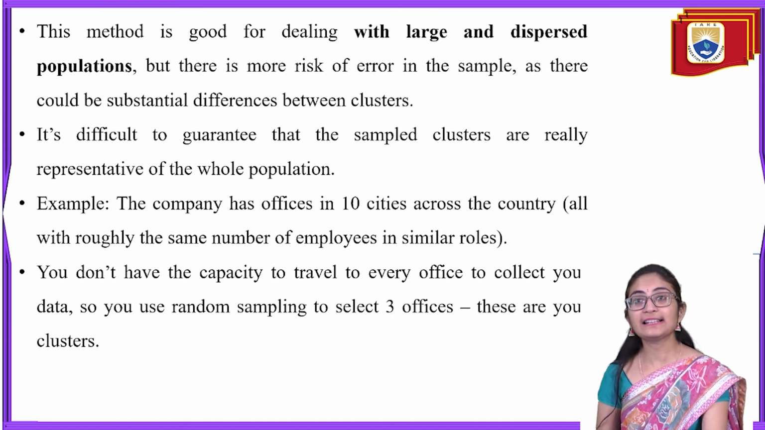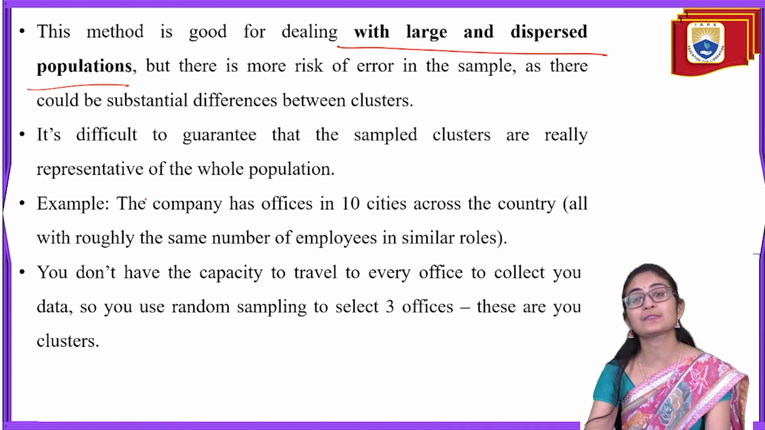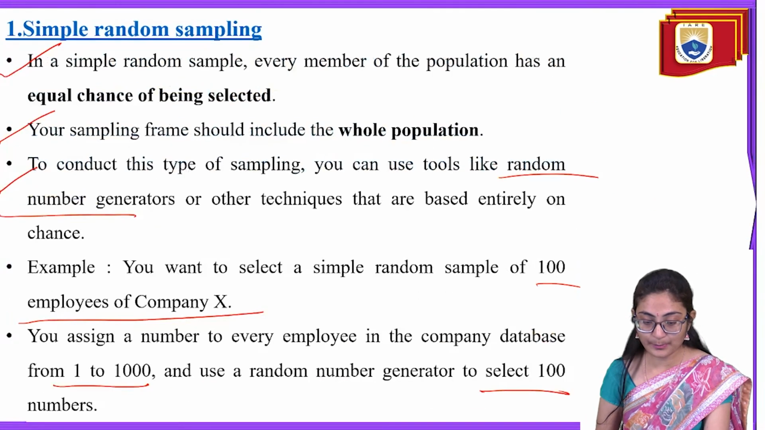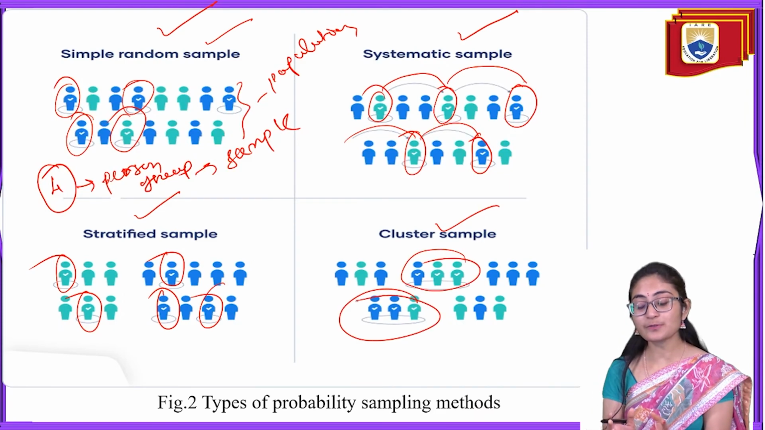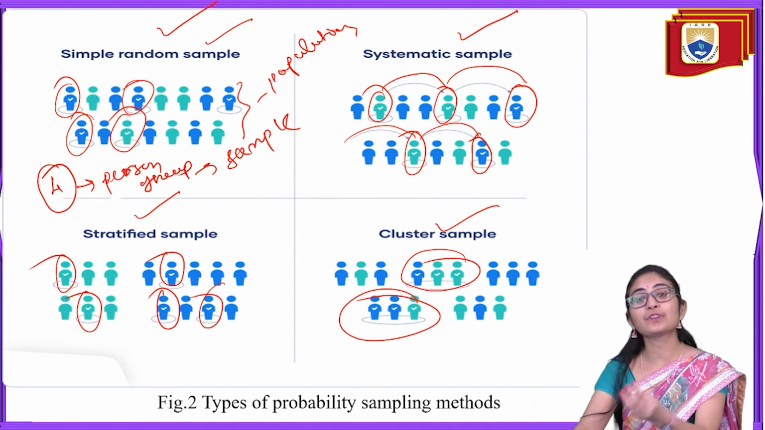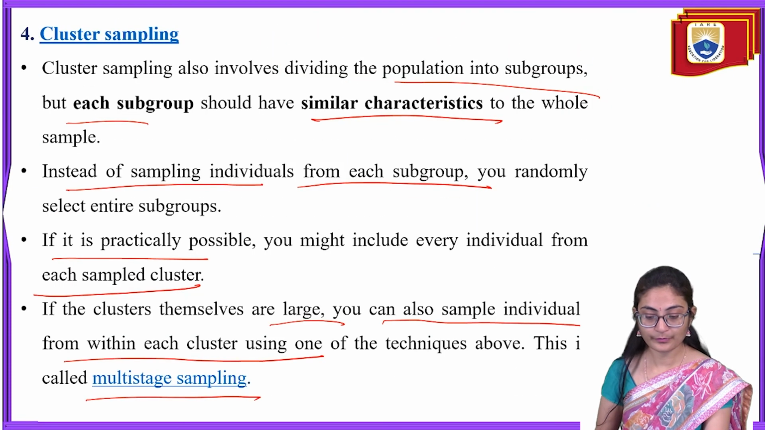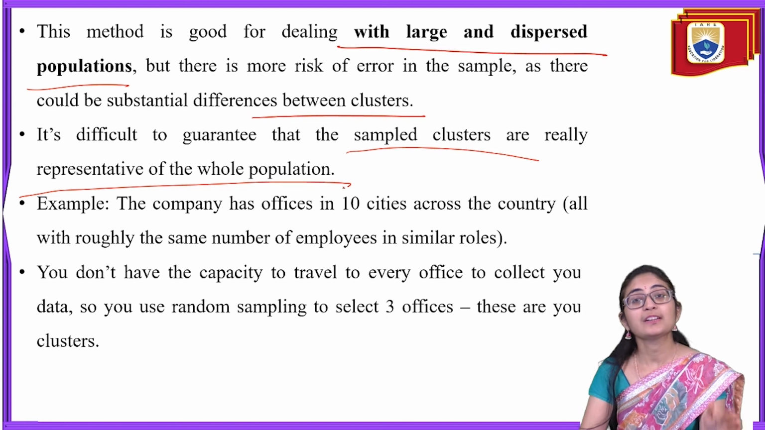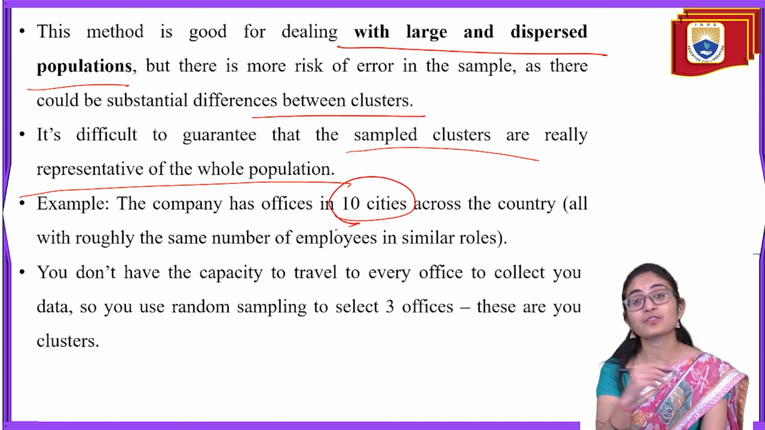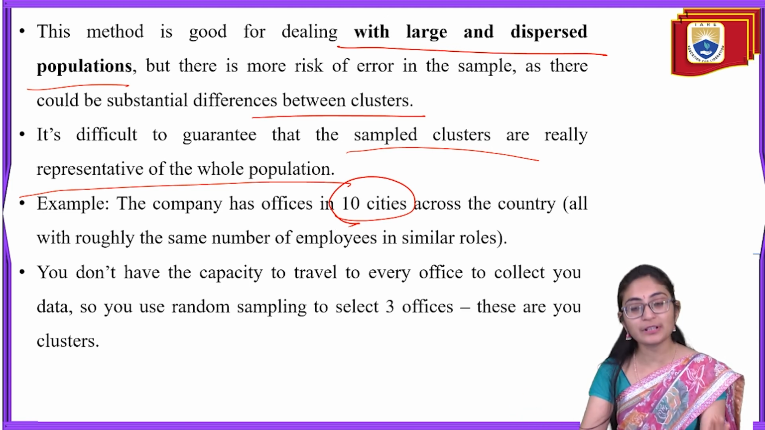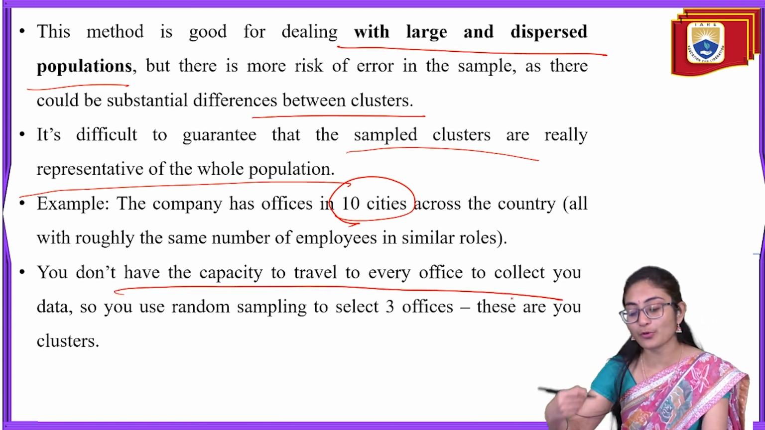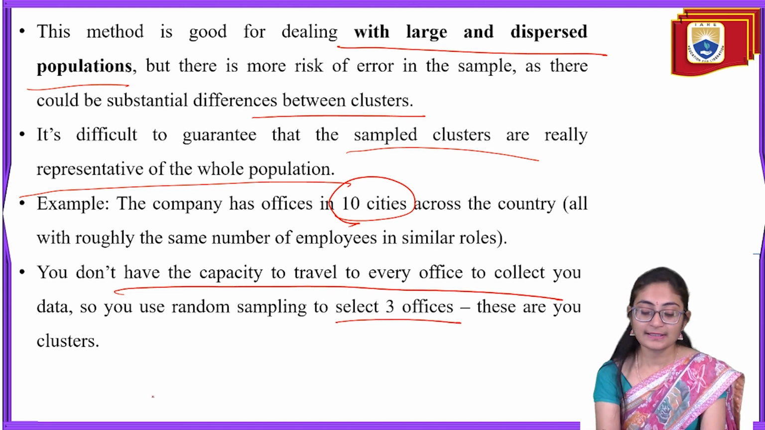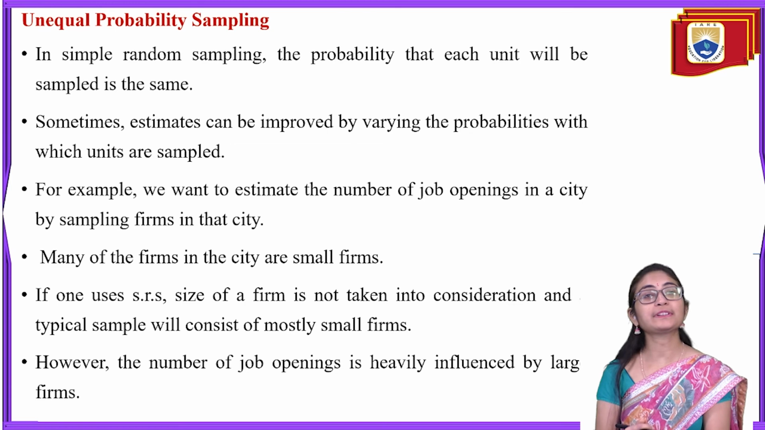This method is good for dealing with large, widely dispersed populations, but there is more risk of error in the sample, as there could be substantial differences between the clusters. See, that is cluster sampling. From the population we divide into subgroups, and then we select specific groups. It's very difficult to guarantee that the sampled clusters are really representative of the whole population. For example, a company has offices in 10 cities across the country, all with roughly the same number of employees in similar roles, and you don't have the capacity to travel to every office to collect your data. So what will you do? You use random sampling to select 3 offices. These are your clusters.